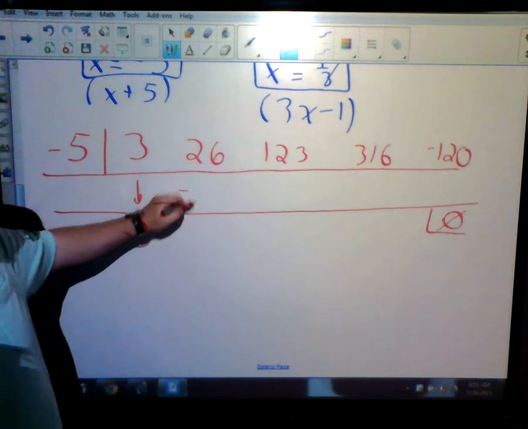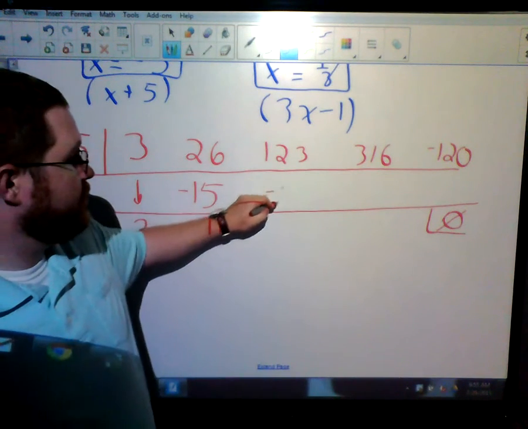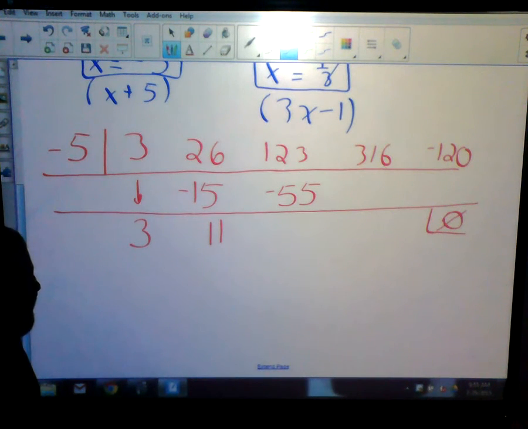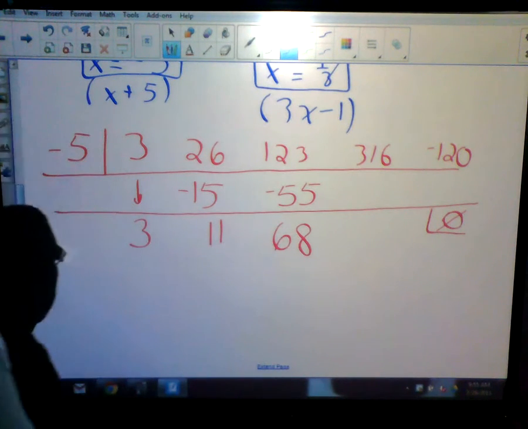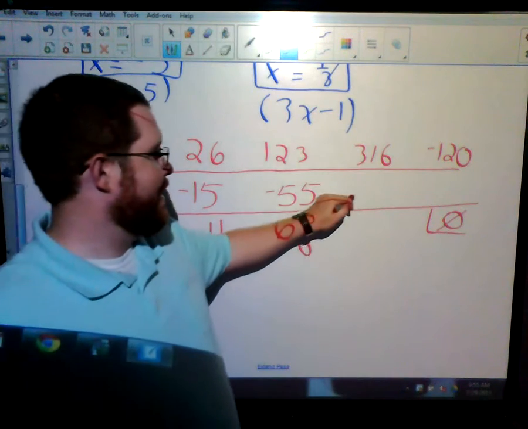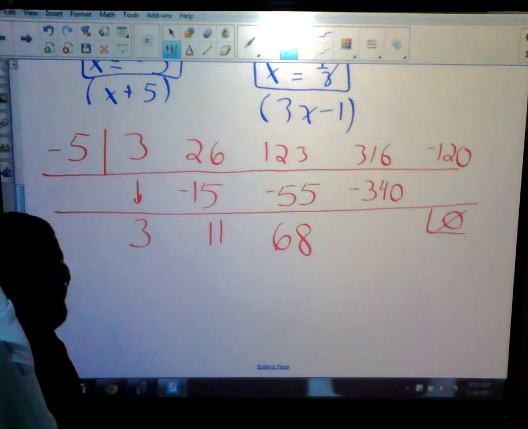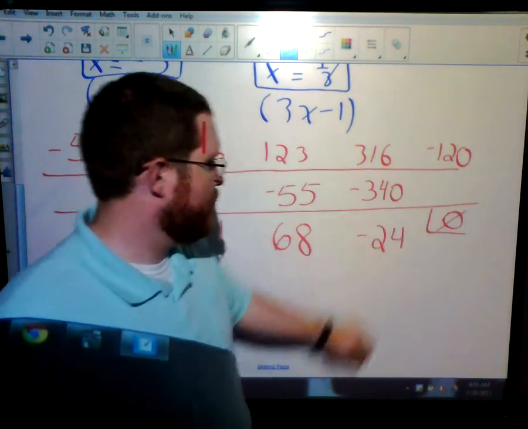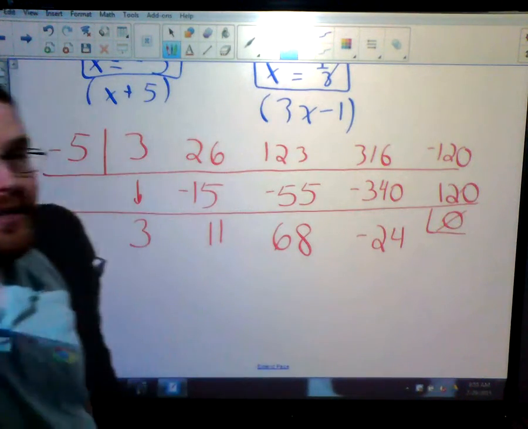Drop, multiply, add, multiply. If I add, that's 68. Multiply, negative 340. Add, I get negative 24. Multiply, I get 120. That worked out nicely.